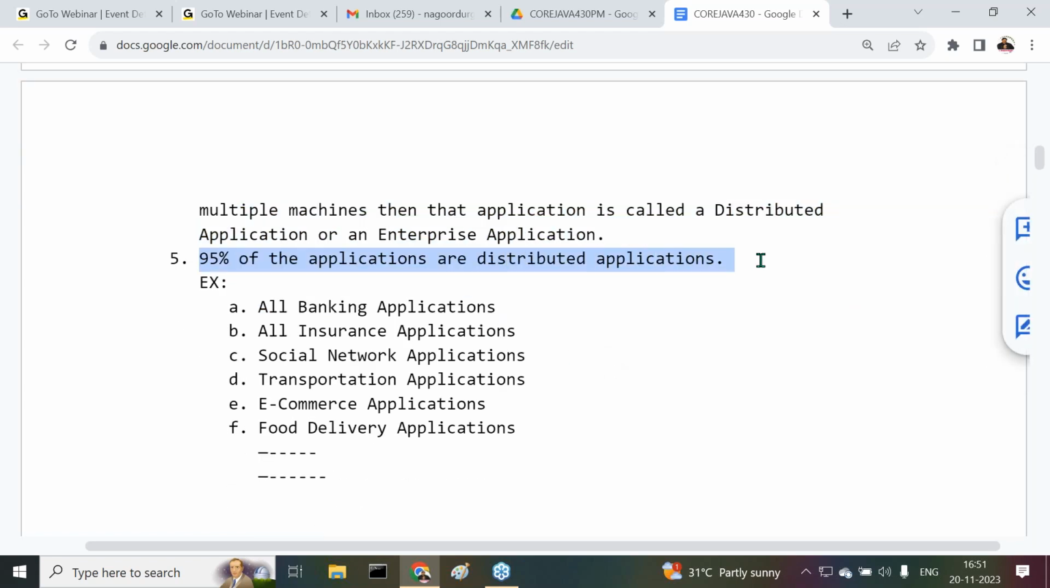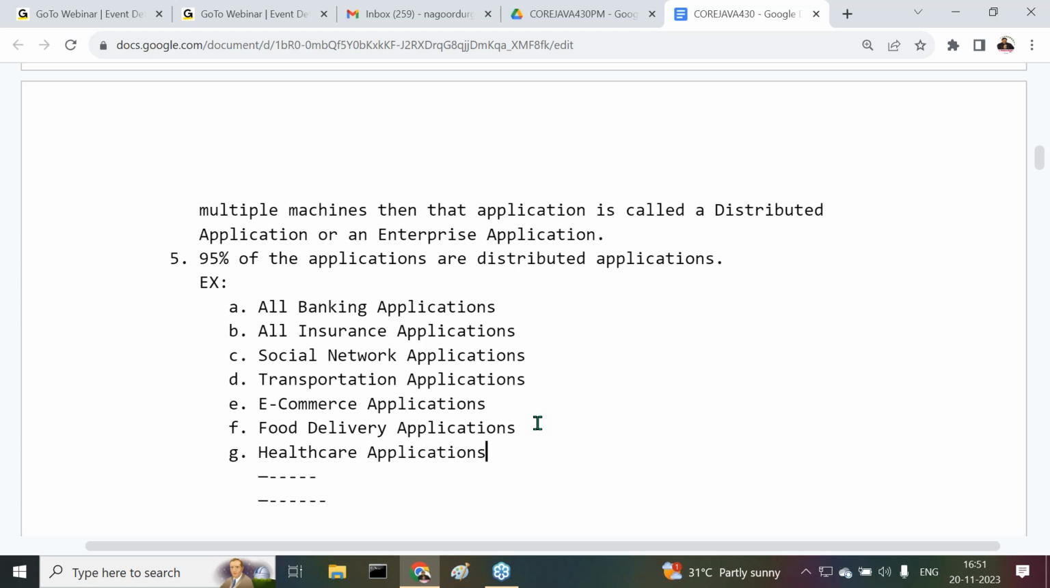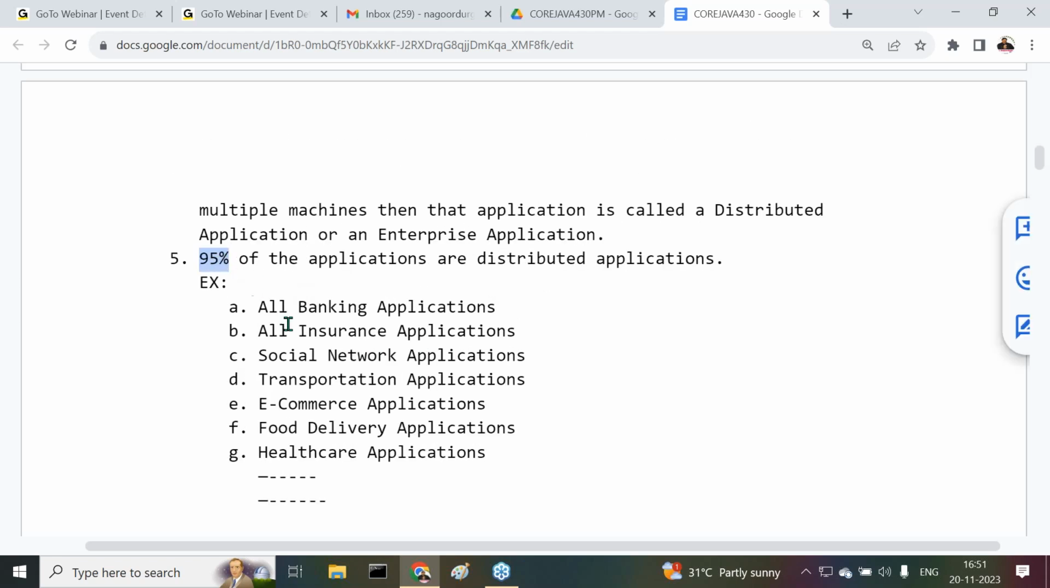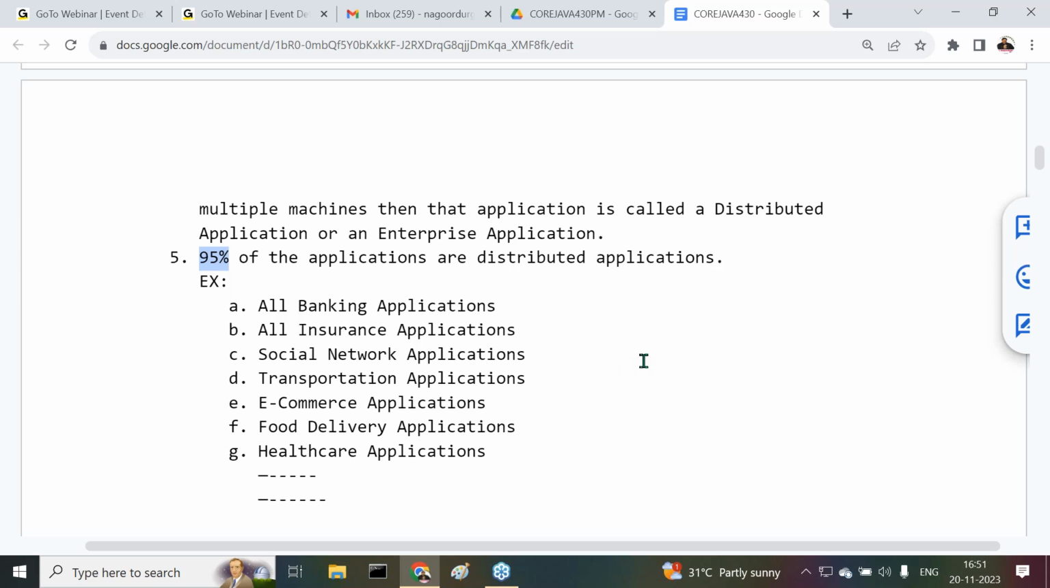95% of the applications are what? Distributed applications. All banking applications are distributed applications. All insurance applications are distributed applications. Social network applications, transportation applications, e-commerce applications, food delivery applications. Another one is healthcare applications. All are distributed applications, and so on. So many applications are available for these distributed applications. That's why nearly 95% of the applications are distributed applications, that we understood clearly.